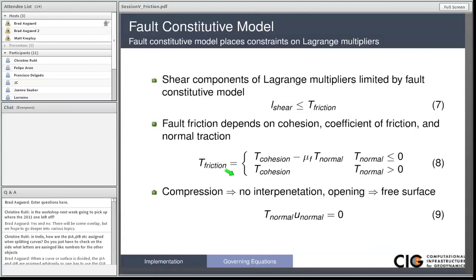In general, in our fault constitutive models, we don't distinguish between fault opening and not fault opening. We enforce conditions related to no penetration and open in the free surface separately outside of the fault constitutive models. That means that the fault constitutive models don't need to worry about whether the fault is opening or interpenetration. All of that is handled consistently without redundant code.